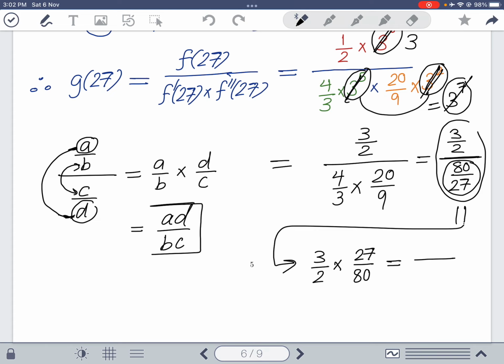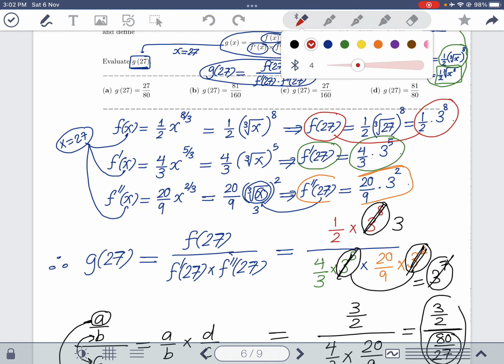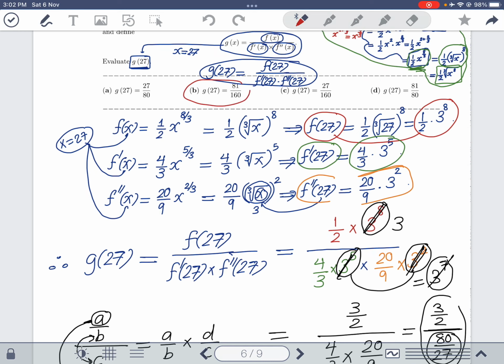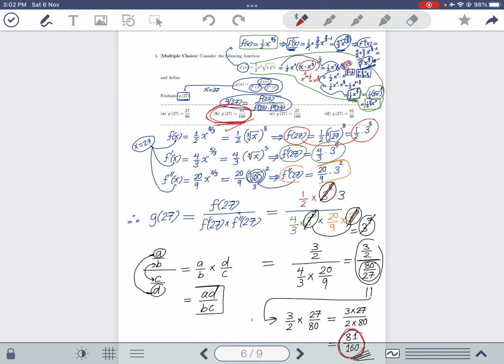And so 3 times 27 over 2 times 80. Finally, 3 times 27 will be 81. And 2 times 80 is 160. So this here is the answer. Let me just write the 1 here better, like this. So this here is our answer, and so you go back and you'll see that it's the second choice. The one here, 81 over 160. So in this case, B is the right one. Yeah, 81 over 160. Good. And I will stop here.